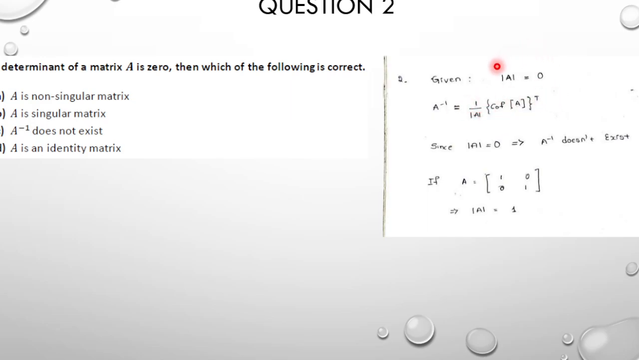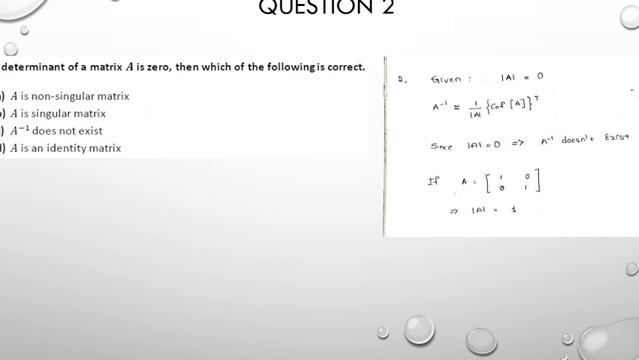Now it is given that the determinant of A is 0. So you can directly understand that A inverse does not exist. Since the determinant of A is 0, you cannot find A inverse. So definitely option C is correct. Also, if A inverse does not exist, it indirectly means that A is a singular matrix. Remember, the definition of a singular matrix is that it is a matrix which cannot be inverted. So obviously B is also correct. So B and C are correct.